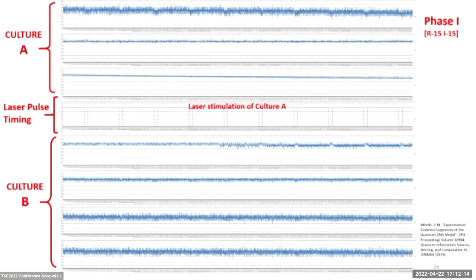You'll notice in the top cell here in culture A that this cell, just by virtue of the fact that it was being hit with the laser in this pattern, had gone into a series of depolarizations, oscillatory depolarizations running at about 130 hertz.